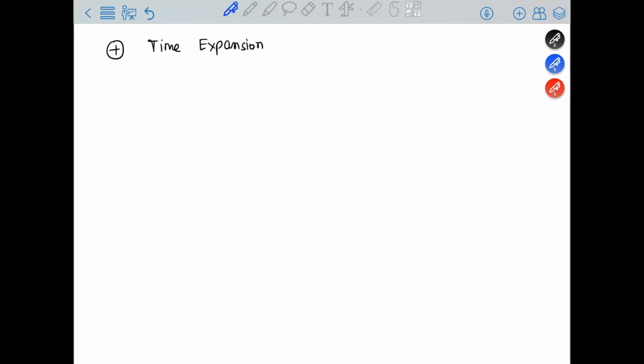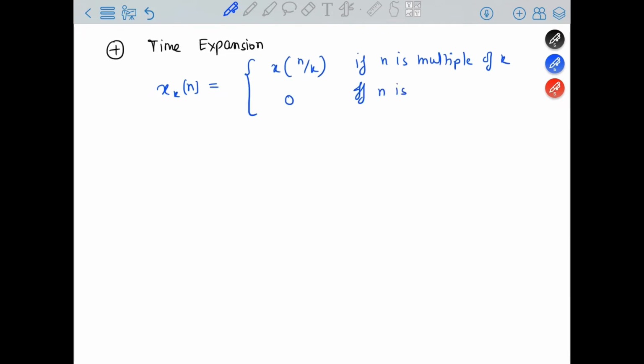So here we define x_k[n], which will be equal to x[n/k]. This expresses the expansion of the signal, and it holds if and only if n is a multiple of k, because we know that a discrete time function takes values only at discrete values of n. So this value will be x[n/k] only when n is a multiple of k, and for all other values it will be 0, if n is not a multiple of k. In this way the expansion is defined.